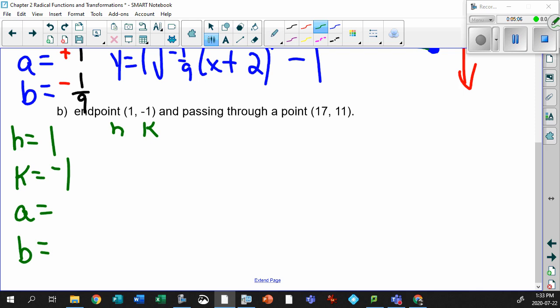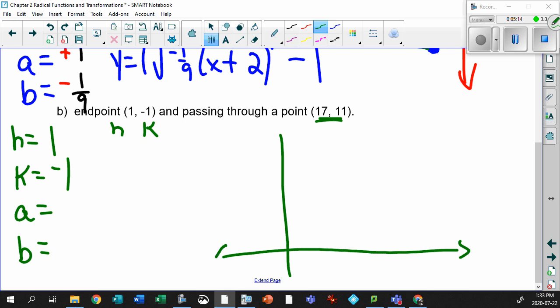Okay, so let's draw this. Okay, well, I know this point is way the heck out there, so I'm going to draw something like this. I'm going to draw it way out here. So there's my X, of course. There's my Y, of course. And here we go. At 1, -1. So 1, -1 is right there.